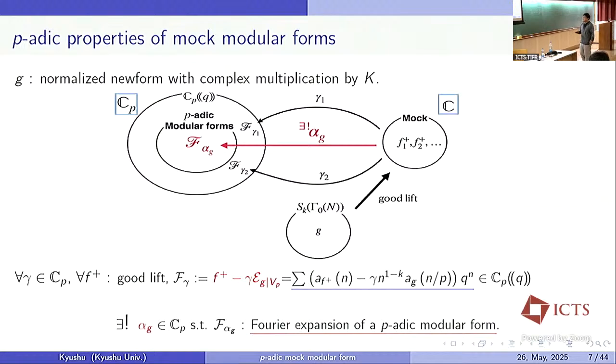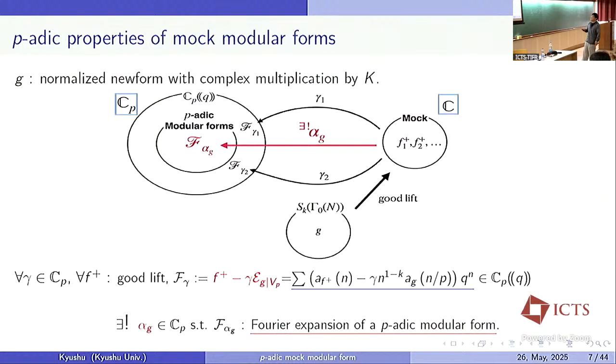In most cases, this Mascara F gamma is just a formal power series, and does not have any geometric meaning. However, it is known that there exists exactly one p-adic number alpha Z, such that Mascara F alpha Z is equal to the Fourier expansion of a p-adic modular form.